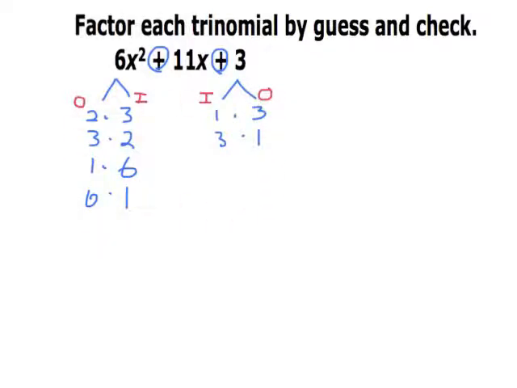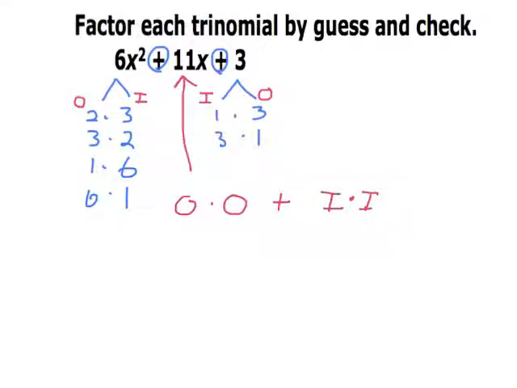So think of these as columns. These are the outside columns. These are the inside columns. Okay, so here's what we're going to do. I am going to multiply the outsides together, and I'm going to multiply the insides together. So we find the product of the outsides, find the product of the insides, and add it up. The ones that give us a negative 11, those are the factors that work.